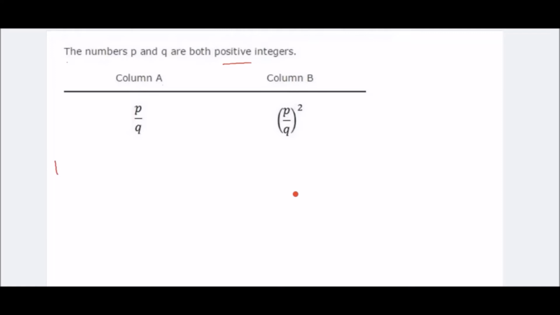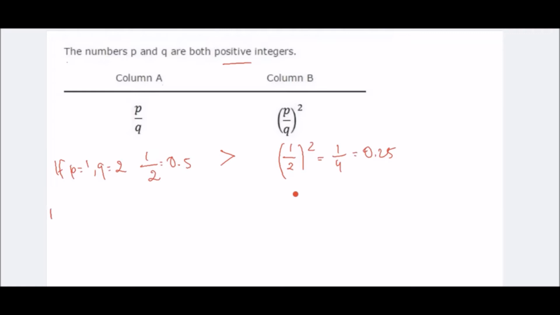Let's consider P is equal to 1 and Q is equal to 2. So column A becomes 1 by 2, and here it becomes 1 by 2 whole square, that is 1 by 4, which is 0.25, and 1 by 2 is 0.5. Then column A will be greater.